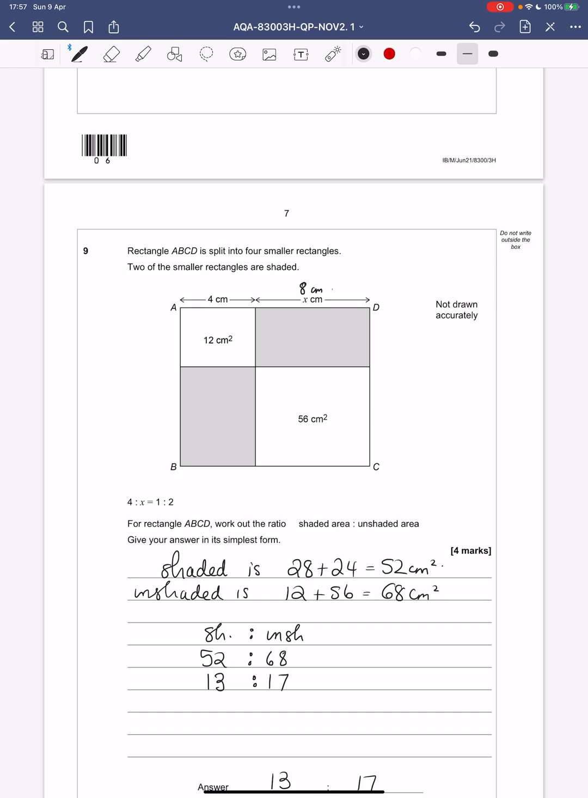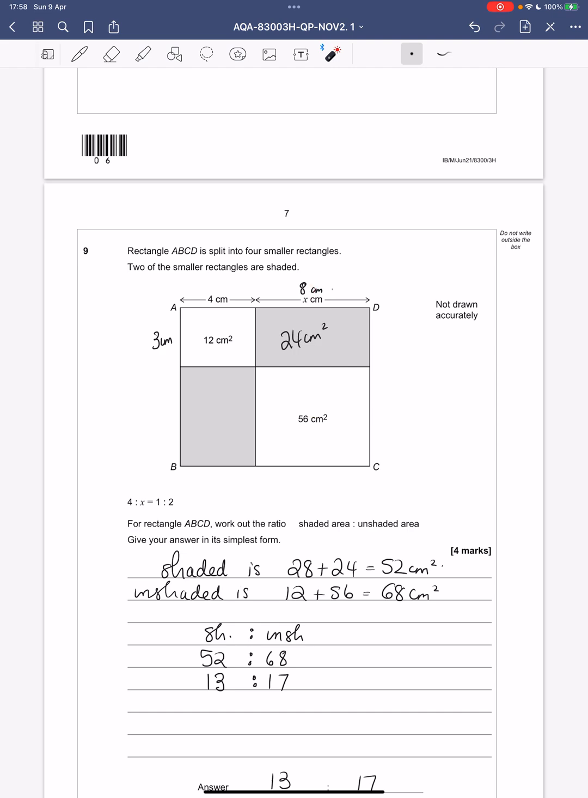Okay. And we've got to work out, for rectangle ABCD, the ratio shaded to unshaded. So we need these areas, shaded area to unshaded area. Give your answer in its simplest form. Okay, so this one here, this is 12. So that one is 3 centimetres there. I've already worked out that is 8, so that's 24 centimetres squared, because 3 times 8 is 24.